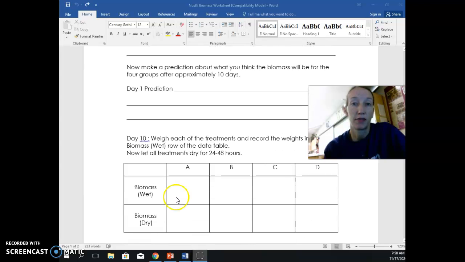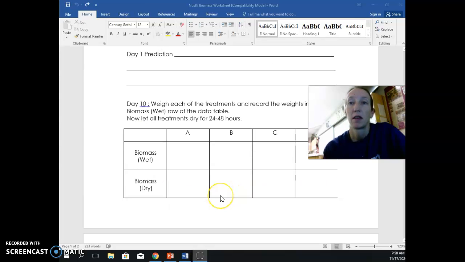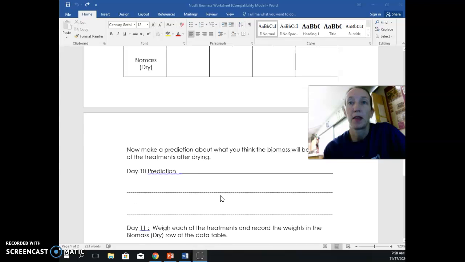And then on Friday, we went ahead and collected the mass of what these were, their wet biomass. So we're going to fill in this wet biomass. Then I wanted you to make a prediction of what would happen if they were dried out. Which one do you think would have the most biomass? So you just put treatment A, B, C, D, which one would have the most to least.